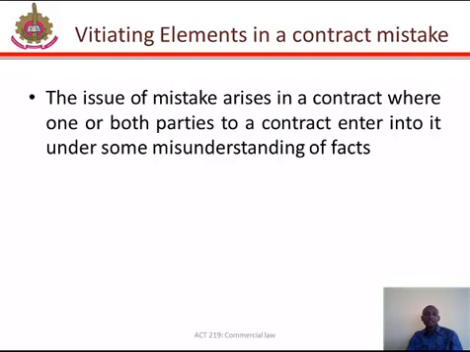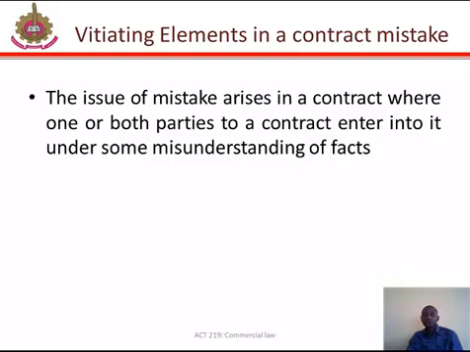Vitiating elements in a contract: mistake. The issue of mistake arises in a contract where one or both parties enter into it under some misunderstanding or misappreciation of facts. This can lead to their consensus ad idem, which is a necessary element of a contract, being lacking or illusory. However, what amounts to mistake in the ordinary sense may not be mistake in law.